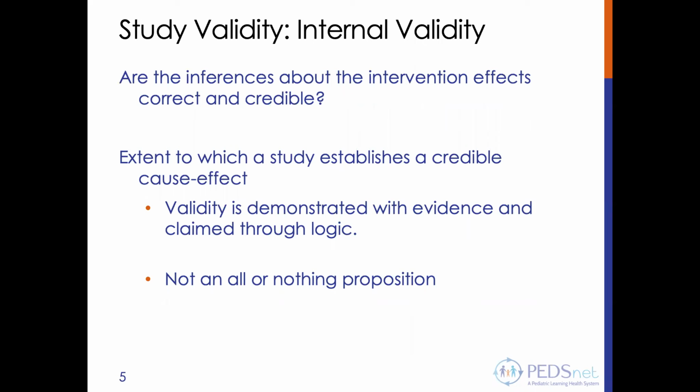Now let's dive into study validity. We're going to start with internal validity and then move into external validity. Internal validity asks the question, are the inferences about the intervention effects both correct and credible? Internal validity is the extent to which a study can establish a credible, that is, a believable to external audiences, cause and effect. Validity is not either demonstrated or not demonstrated. A study is not valid or not valid. A measure is not valid or not valid. Don't fall into that trap and think about validity as a dichotomous phenomenon.